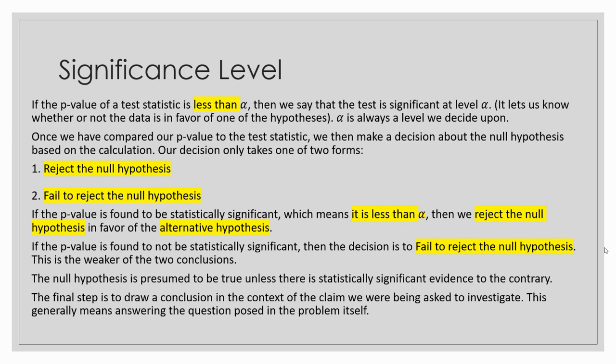And then the final step is to actually draw a conclusion in the context of the claim. So this essentially means that we answer the question. And so usually the question is, is there enough evidence to suggest that...? And then you fill in the blank with whatever the context is. So this concludes the preliminary information on hypothesis testing. And what we'll look at next gets into some error types as well as the first example of a fully worked test.